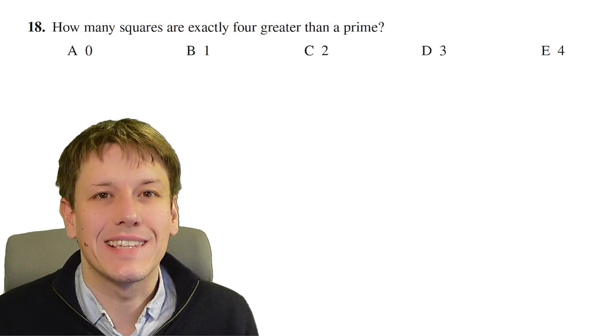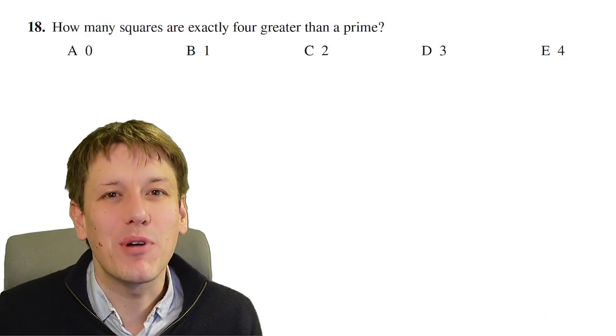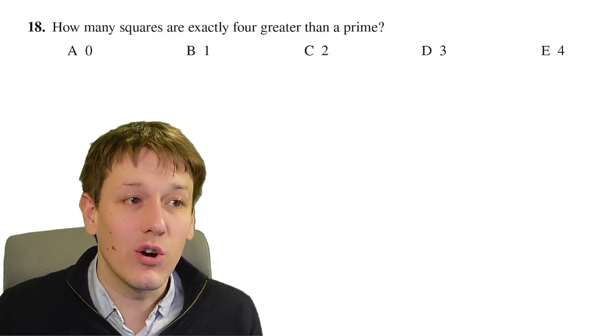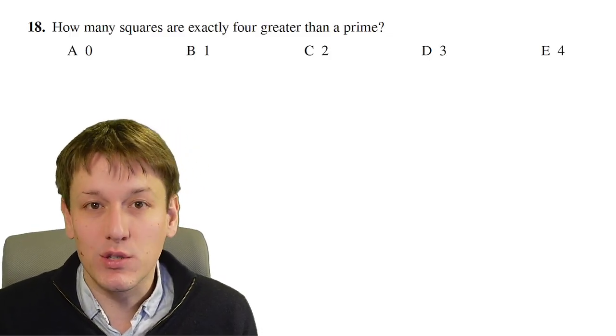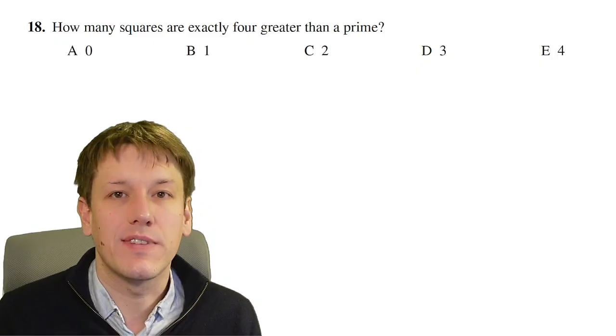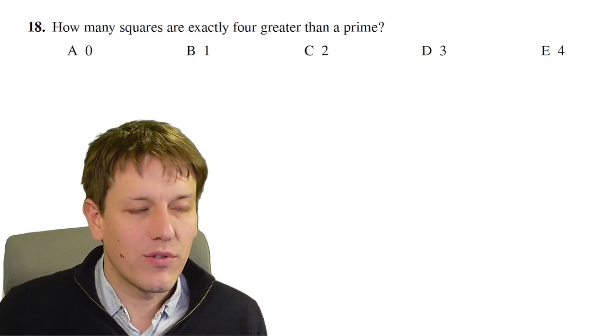I think if you started just listing out primes and square numbers here, you'd probably get the right answer. But because it's not going to be E, you won't be absolutely sure that there aren't any others that you haven't found. Now, how many squares are 4 greater than a prime?